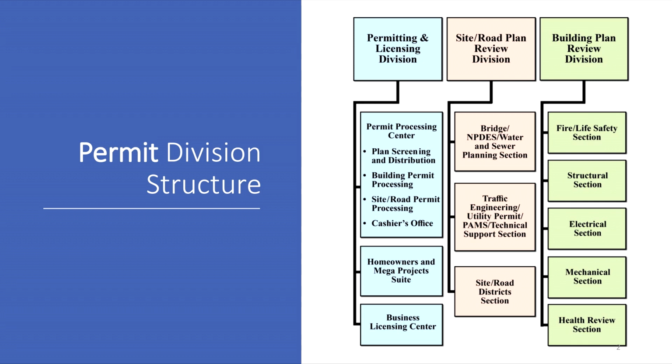The Permitting and Licensing Division Permit Processing Center provides residential and commercial customers with the information needed to submit permit applications and plans, screens plans, and distributes permit applications and plans to departments and agencies responsible for review. The center also issues permits for approved applications and plans and takes payments for permits. The Homeowners and Mega Projects Suite is where small residential projects are reviewed. This suite also facilitates the permitting and development of large-scale projects and answers general questions about residential projects.